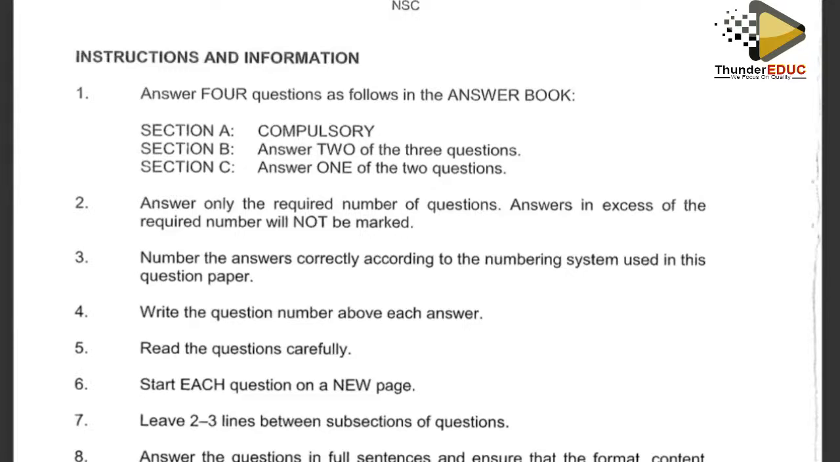Okay, right. So now number 4, write the question number above the answer or under each and every answer. Okay, right. 5, read the questions carefully. 6, start each question on a new page. I know most of you grade 12s, you have a challenge when it comes to starting a new question on a fresh page. Know that if you fail to follow the instructions, it means that you have failed to answer the questions appropriately. So 7, leave 2 to 3 lines between subsections of the question paper.